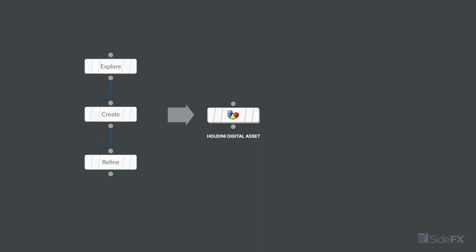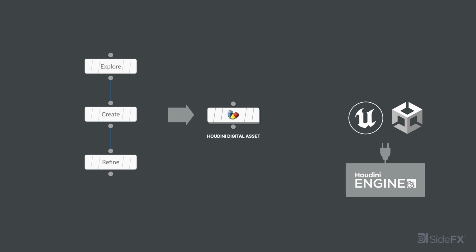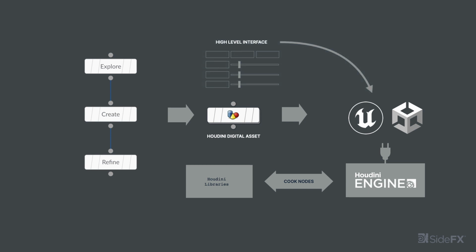How does this work? Well, here we have the digital asset collapsed into a single node. Instead of using this in Houdini, we want to use it in a game editor such as Unreal or Unity. This requires the use of the Houdini Engine plugin. With the plugin, assets can be loaded into the editor, and under the hood, Houdini cooks the nodes and delivers the results back to the host application. The high-level interface built earlier is available to the host application, and any parameter changes again work under the hood to cook the nodes. This allows artists to use the tool in the editor, which they are familiar with, while procedural solutions work behind the scenes to deliver game art.